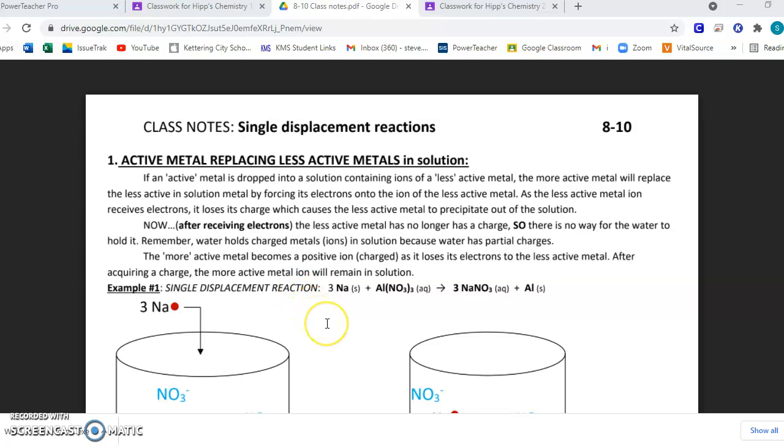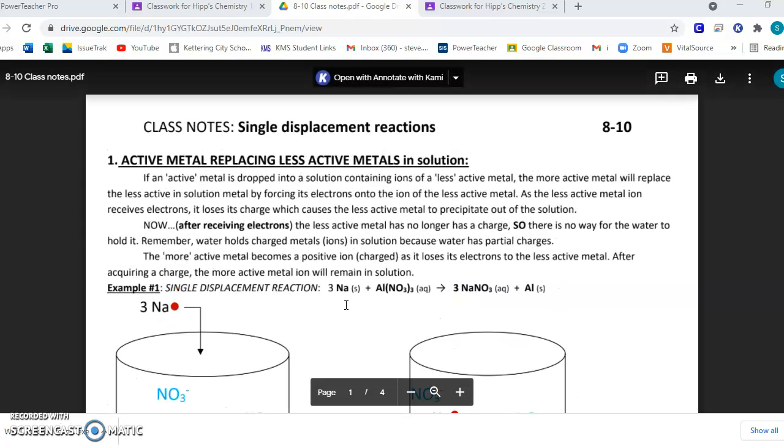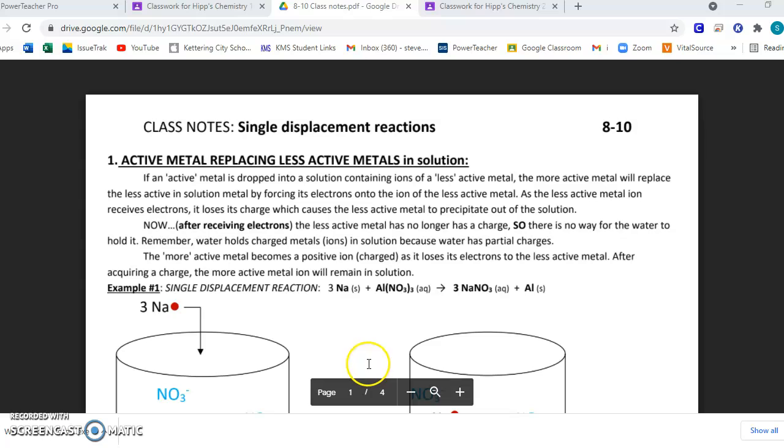Welcome to our class notes on 8-10, single displacement or single replacement reactions. These are very important notes. Please watch the notes carefully. You'll need to understand these notes fully to be able to do our homework assignments and be able to answer our essay question on the next test. Our essay question will require you to draw what happens during a single displacement reaction.